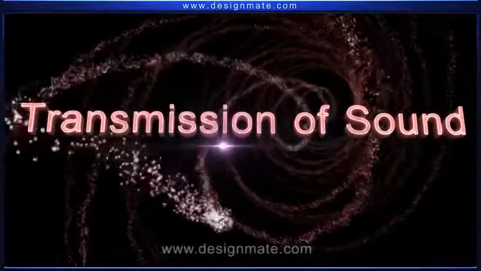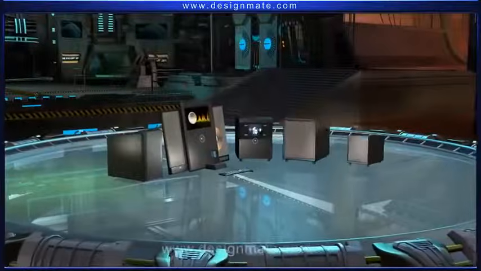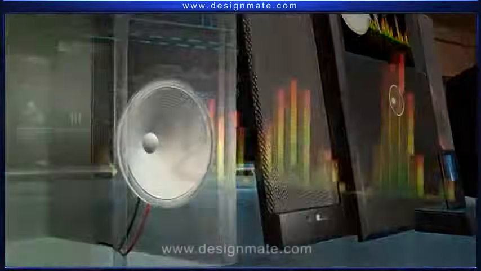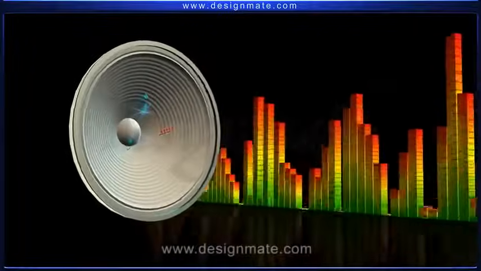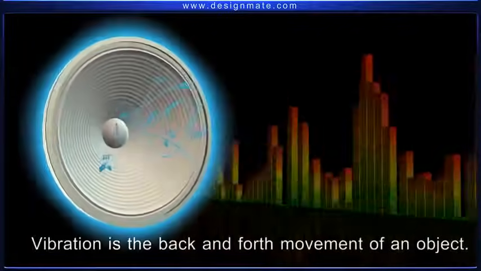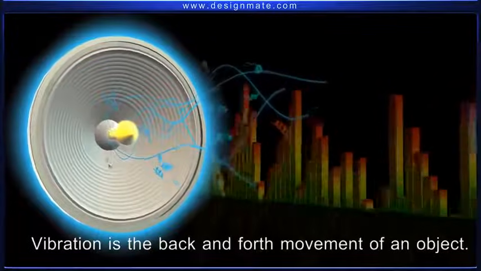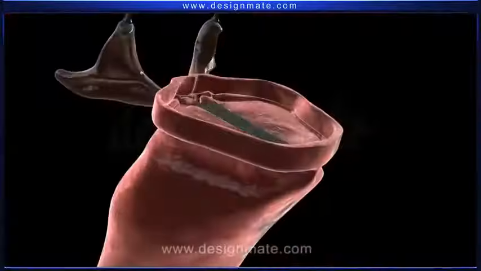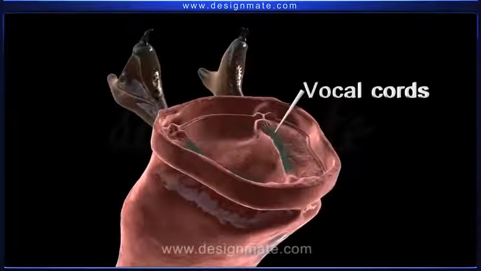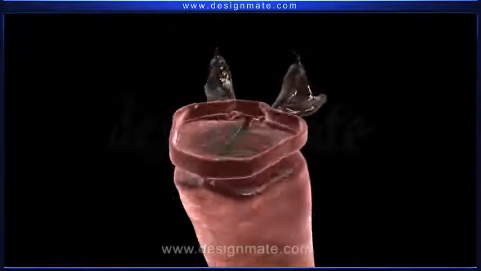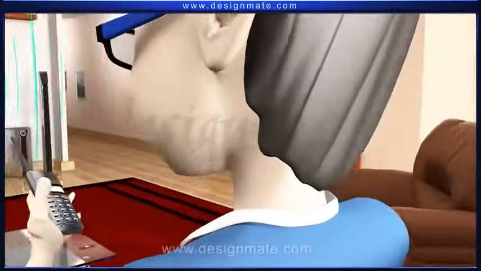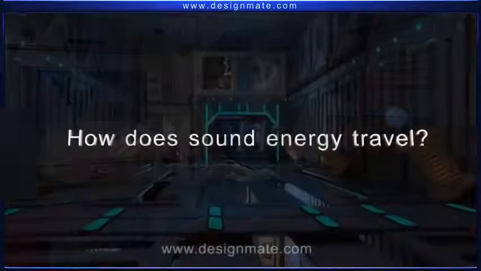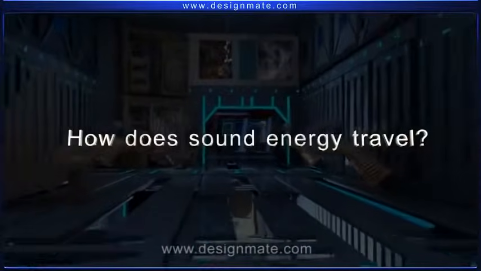Transmission of sound. Every sound is produced by a vibration. Vibration is the back and forth movement of an object. As you speak, vibrations are produced by the vocal cords in the throat. You can hear only when the sound energy reaches your ears. But how does sound energy travel?